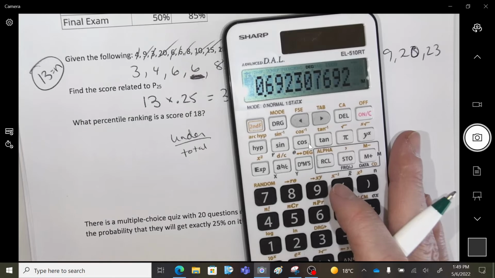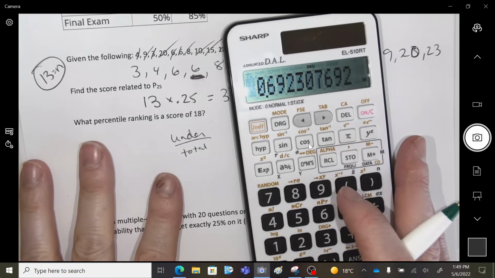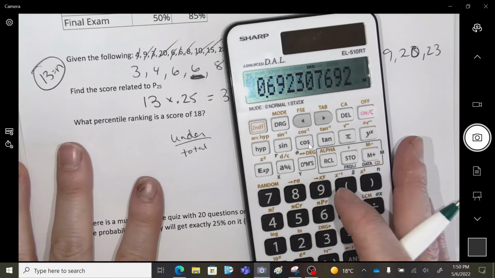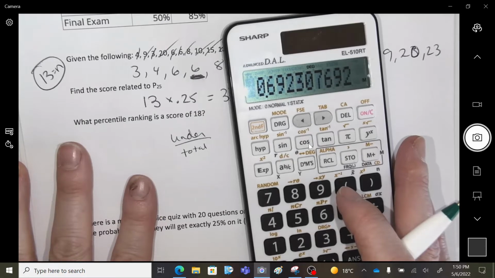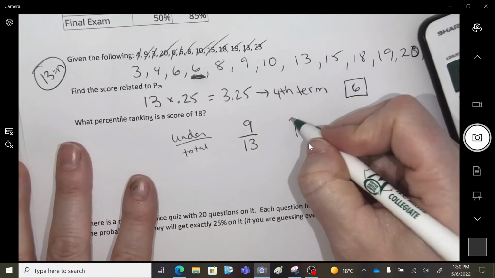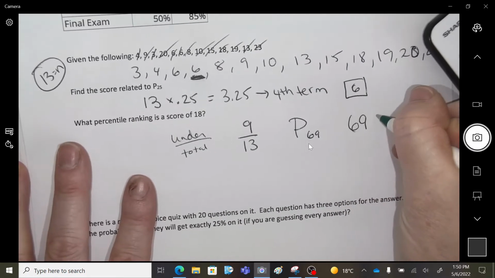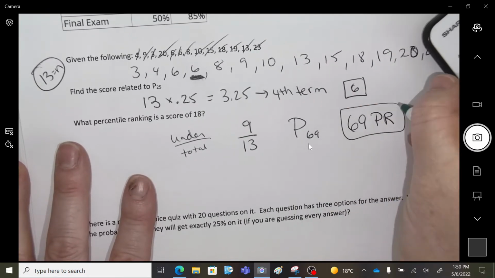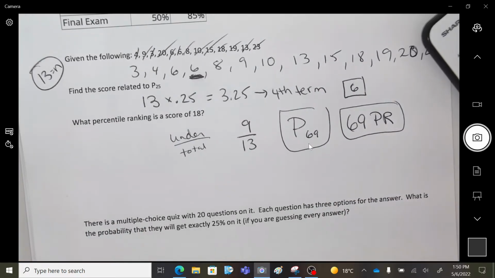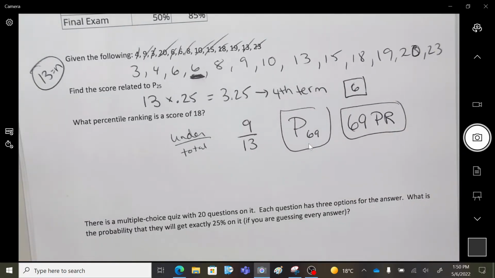I don't want to write it as a decimal and I don't want to write it as a percent. What should I write? I can go P69 or I could go 69th percentile ranking. But don't do percent sign. It's not what we want.